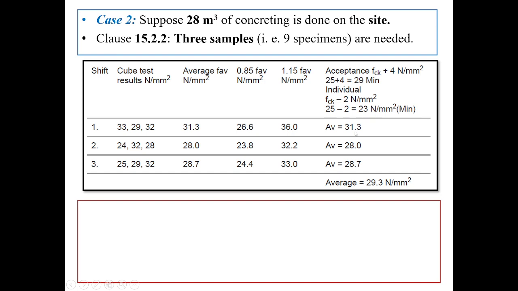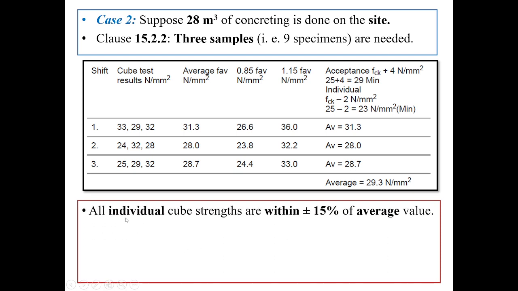So again, the first average is 31.3, the second average is 28 and the third average is 28.7. So the average of all this is 29.3 Newton per mm square, because there were 9 specimens and 3 samples. So the average of all 3 samples is 29.3 Newton per mm square. So let us see whether we can accept these results or not.